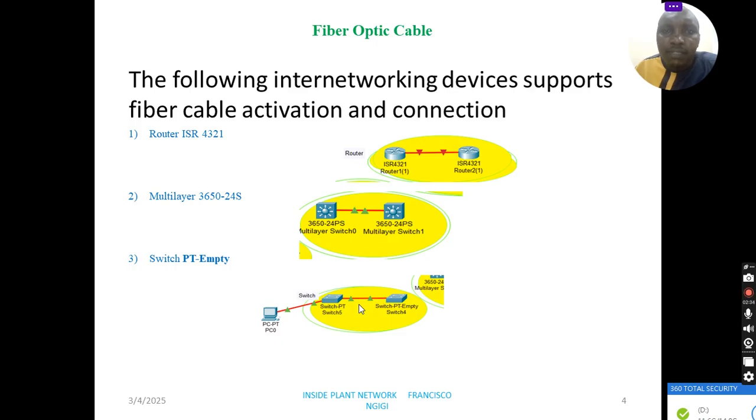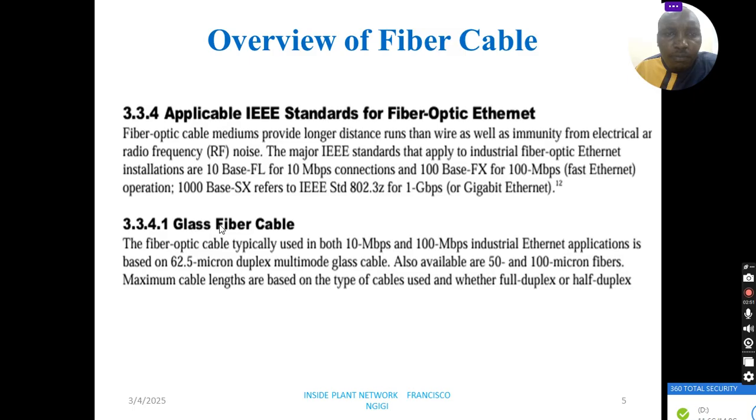So the following internetworking devices support fiber activation and connection. In your Packet Tracer, you should look for router ISR 4321, then multi-layer 3650 24PS, then switch PT empty. So overview of fiber cable.